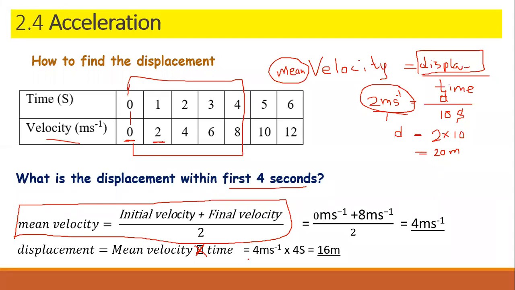So in this case, 4 seconds is the time interval. And we have to find the mean velocity. It is 0 plus 8 divided by 2. And then the answer is 4 meters per second. So is that clear, Timandi? Yes, teacher.